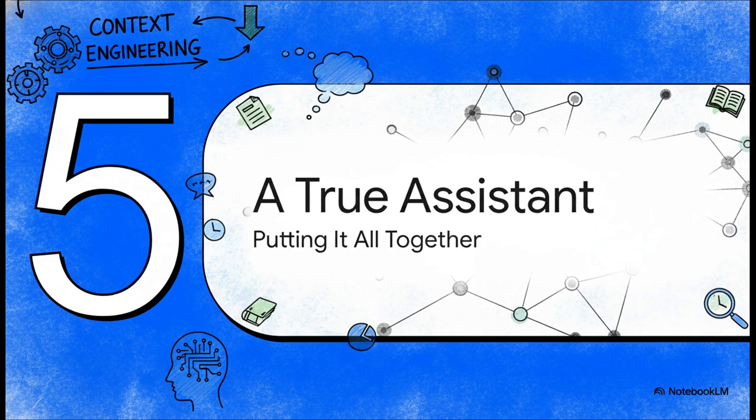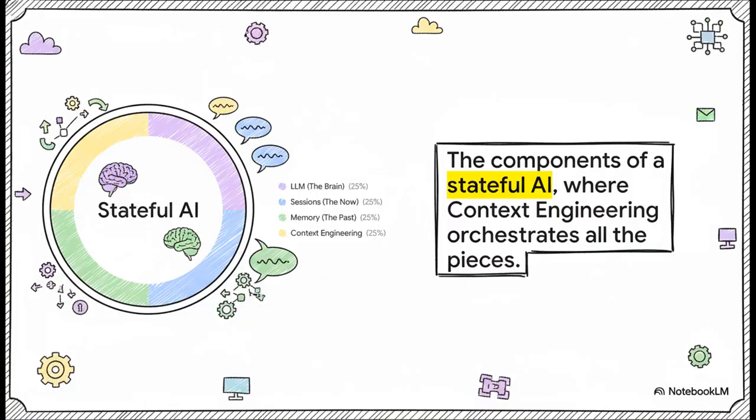Okay, so let's tie all of this together. Why does any of this, sessions, memory, context engineering, why does it all matter so much? Because this is the stuff that lets us build a true AI assistant. This really gives us the whole picture. You've got the LLM, that's the brain. You've got the session, which is the now, that messy workbench for the current task. You've got memory, which is the past, that organized filing cabinet of everything important. And then you have context engineering, the orchestrator that's expertly pulling from all of it to create the perfect response.